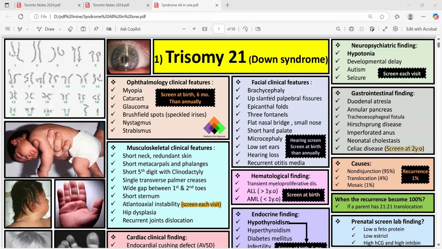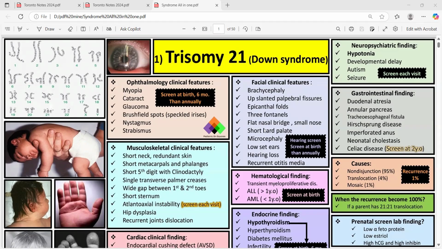Then comes the facial features: brachycephaly, upslanted palpebral fissures, epicanthal folds, three fontanelles, flat nasal bridge, short hard palate, microcephaly, low set ears, hearing loss, or otitis media. Because of hearing loss, we do a hearing screen at birth, and then basically it's done annually.